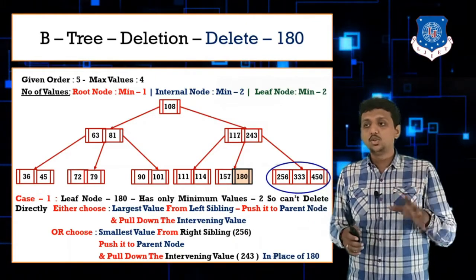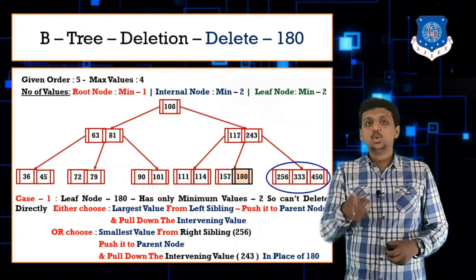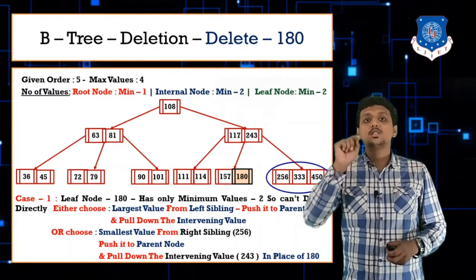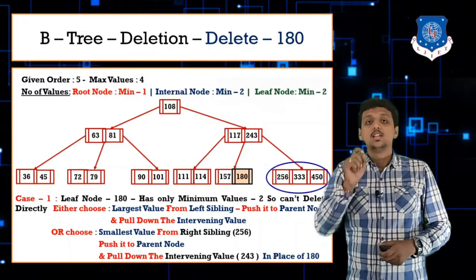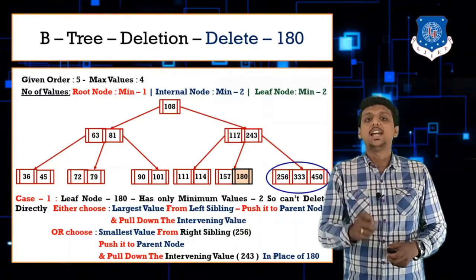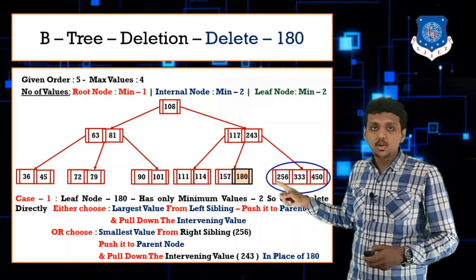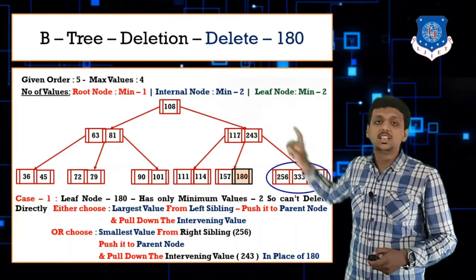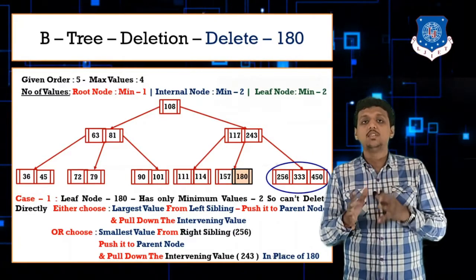Okay. So what you need to do, according to the rule, is select the smallest value from the right sibling. What do you need to select? Smallest value from the right sibling. Then put that smallest value in the place of the intervening value. Now this is a very important term, intervening value.